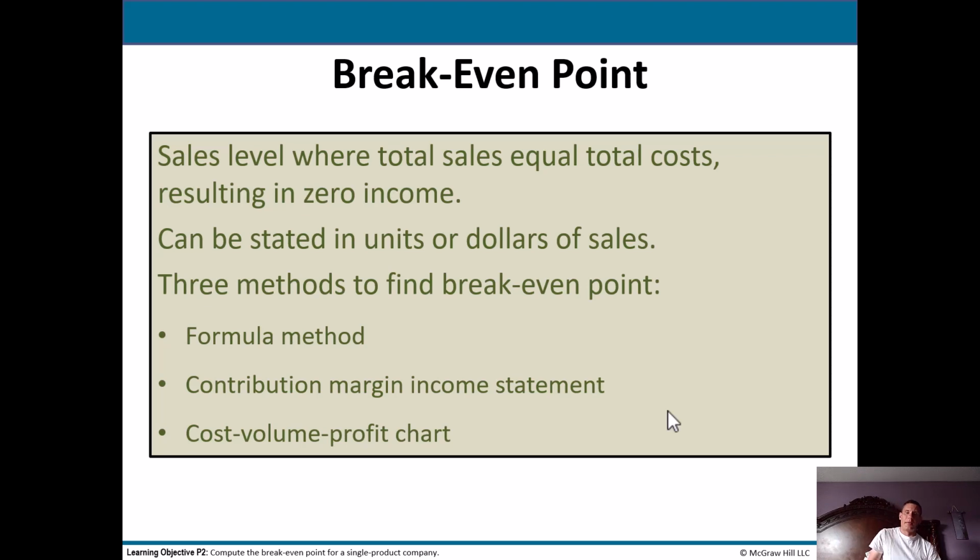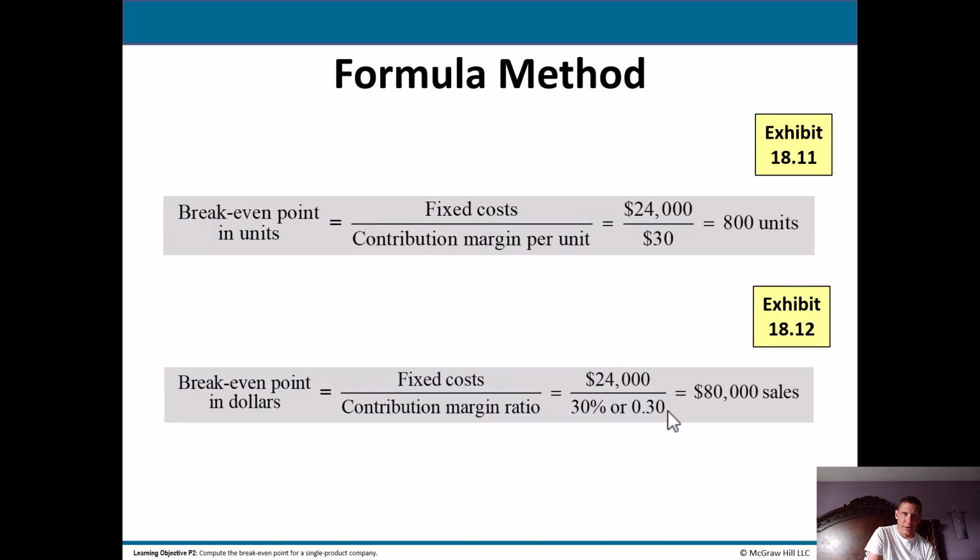Now you can state this in terms of sales dollars, or in terms of units. There are really three methods we use to do this. We'll use the formula method, we can do a contribution margin income statement, or we can do what we call a CVP chart. All are good in different ways. I would say the formula method is the quickest, the quick and dirty way of doing it, and probably more accurate than doing it by a chart. The contribution margin income statement might be a good idea to do after the formula if you wish to check yourself the first few times you do it.